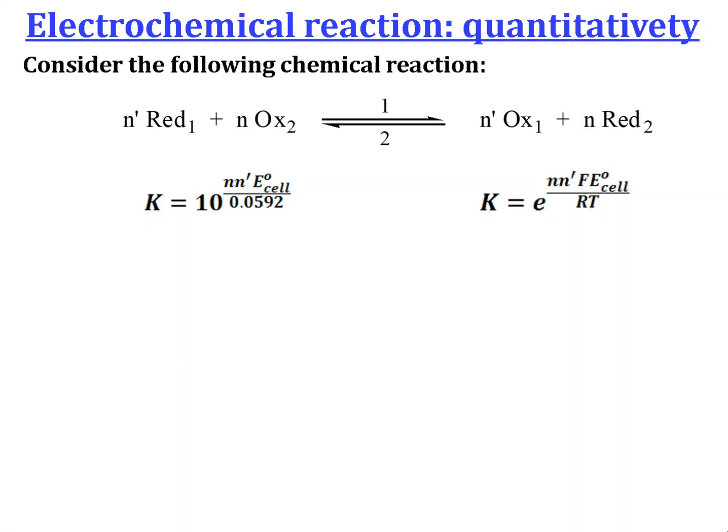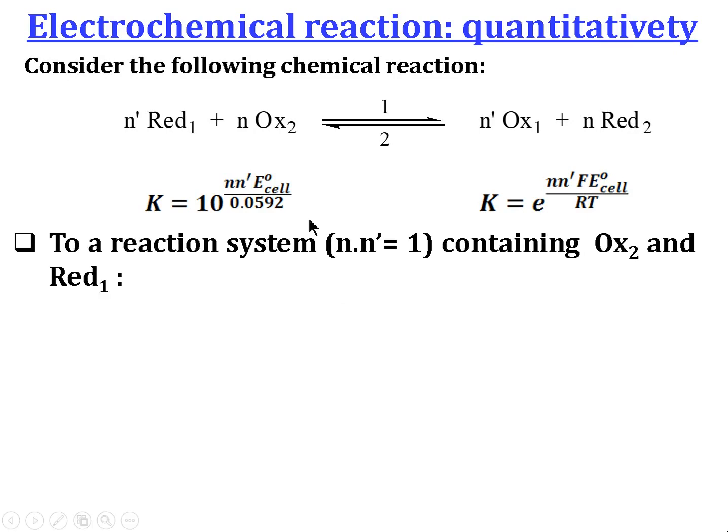Previously, when we talked about the quantitativity of the reaction, we said if the value of K is very high, this reaction is complete, or if the value of K is very low, this reaction is limited. We could not compare K of an electrochemical reaction to the factor 10 to the power 4, since most electrochemical reactions have stoichiometries different than 1, 1, 1, 1.